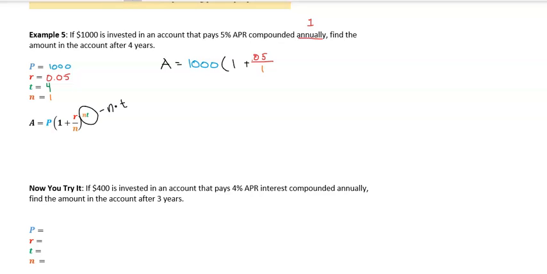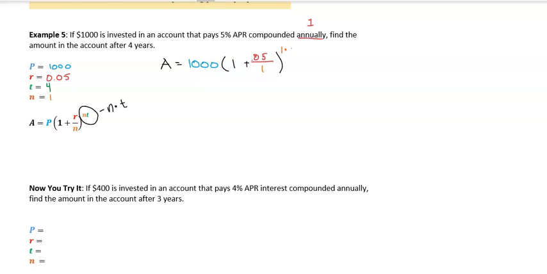Okay, over 1. So that's pretty simple. And then we're going to raise it to the power of N times T. So N is 1, and T is 4. 1 times 4. Okay, I'm going to fix that 4 so we can tell what it says.